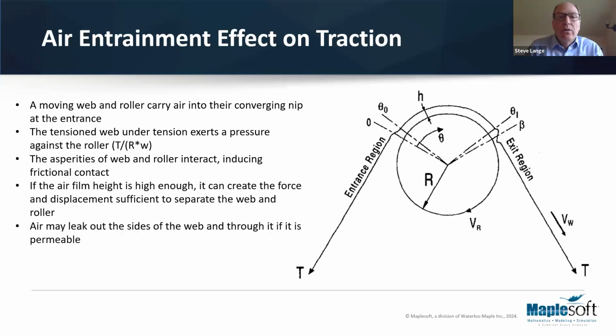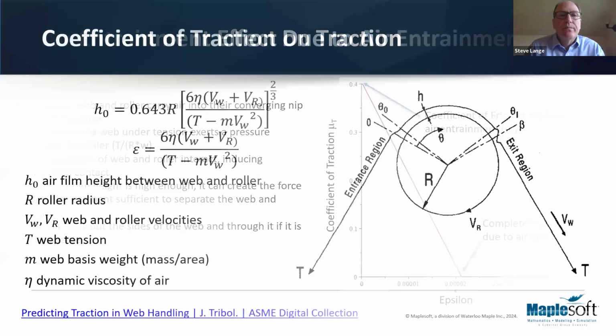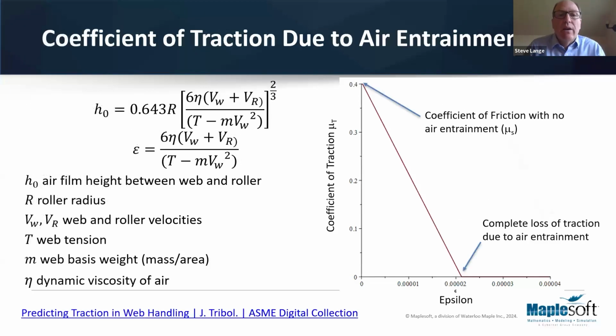And so you can get a little bit of protection from this, from the fact that some air may leak out the sides of the web. So for narrow webs, this may not be as big a problem. And also if the web is permeable, say it's like paper or non-woven, you may get enough air forced through the web that you will not get any loss in traction. So you can calculate this air film height, this H0.